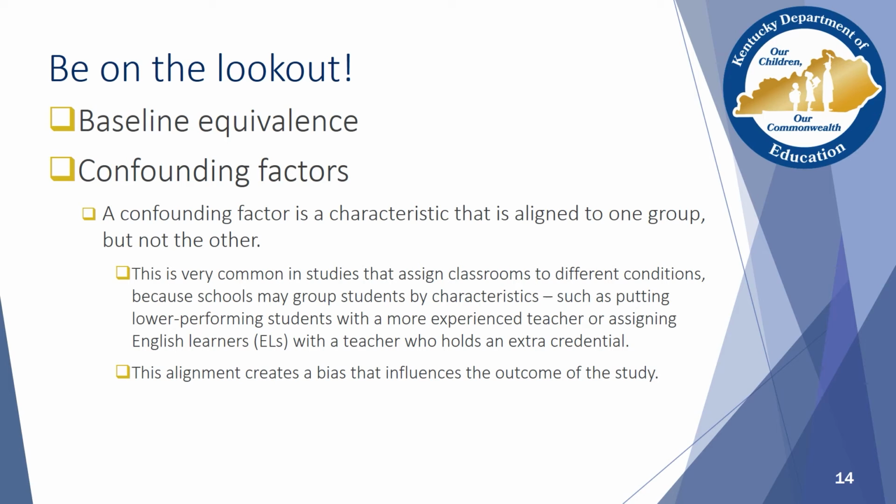The lack of random assignment and high rate of confounding factors are what makes quasi-experimental study designs less rigorous than experimental study designs. This is why studies that use quasi-experimental designs are considered Level 2 evidence by ESSA.